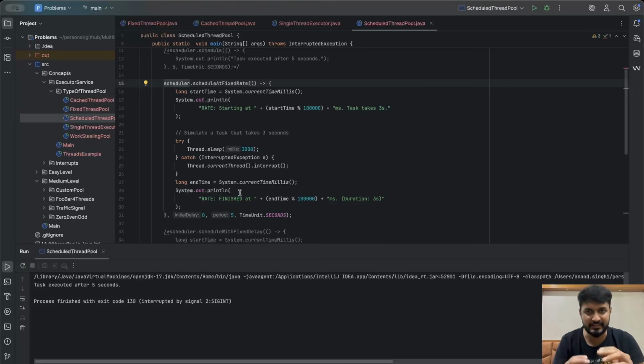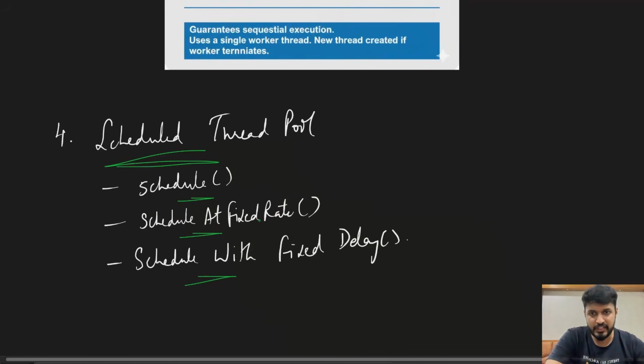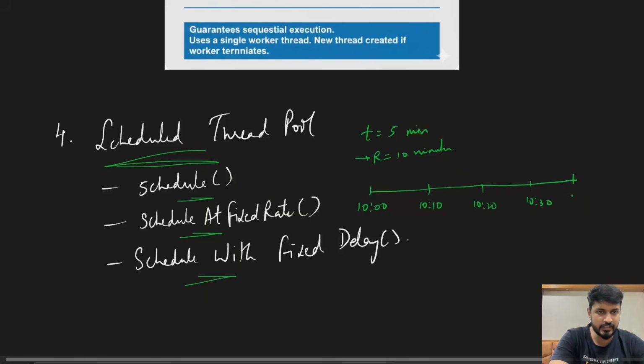What do I mean by this? Let's see on our blackboard. For schedule at fixed rate, suppose you have a task that gets executed in 5 minutes, correct? And you want to execute this task at a fixed rate of every 10 minutes, correct? Suppose this is your timeline. This is 10 o'clock, 10:10, 10:20, 10:30, 10:40 and so on, correct?